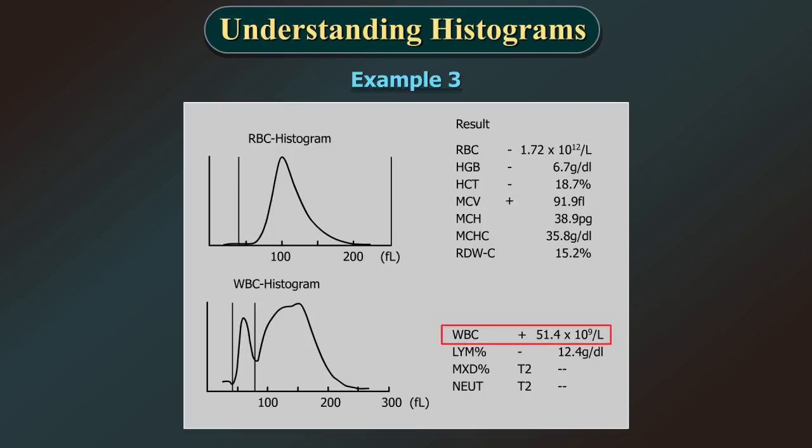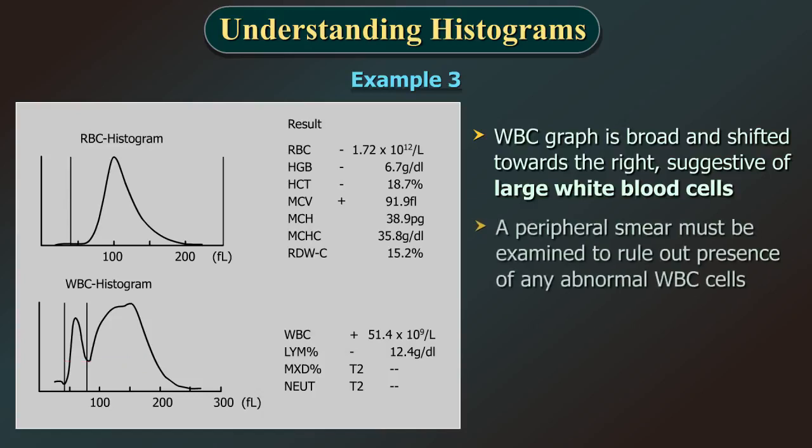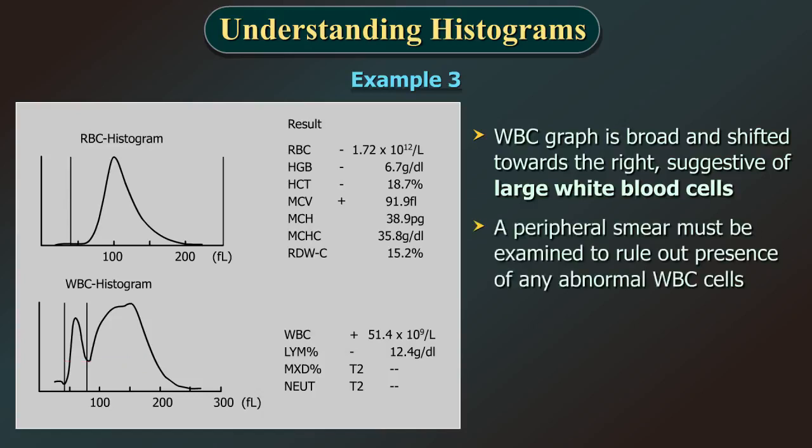The numerical values on the histogram show an increased WBC count, which is indicated by a plus sign and means leukocytosis. It also shows flagging of T2, which means inability to differentiate between mixed and large white blood cells. The WBC graph is broad and shifted towards the right, which is suggestive of large white blood cells. A peripheral smear must be examined to rule out the presence of any abnormal WBC cells.